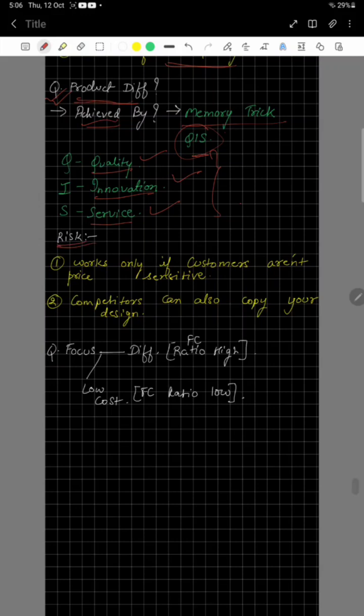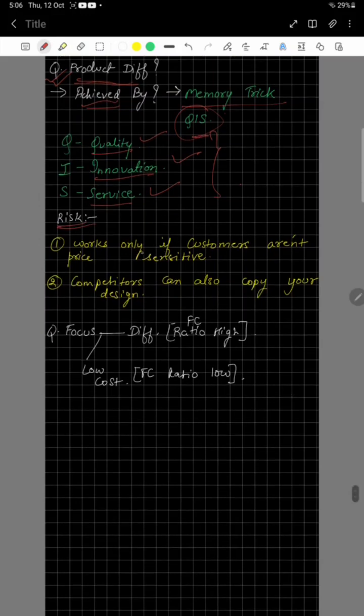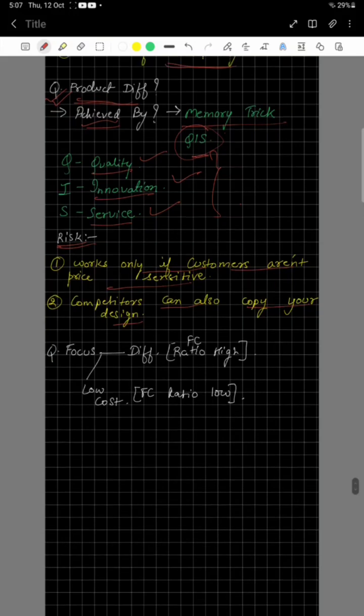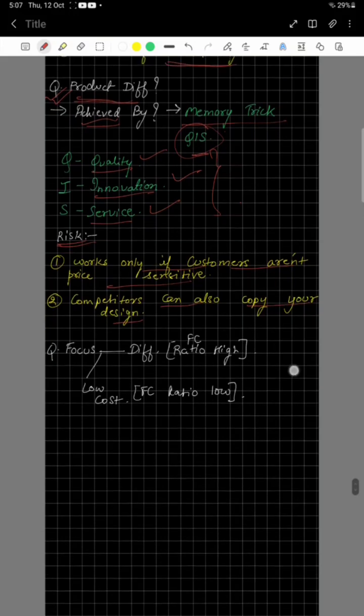So what are the risks in this? It will work only if customers aren't price sensitive, that is if your customers are ready to pay the premium pricing, only then you can sell at a higher price. The second risk is that competitors can also copy your design. If competitors start copying your designs, you will no more be able to charge a high price for a unique feature.